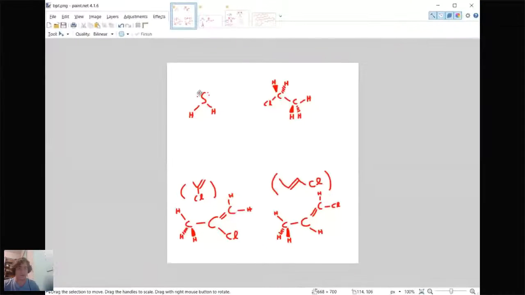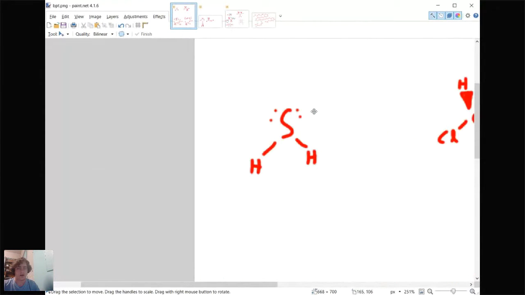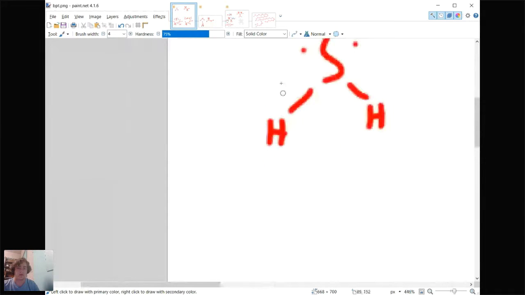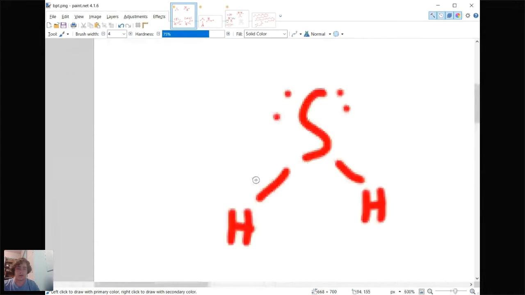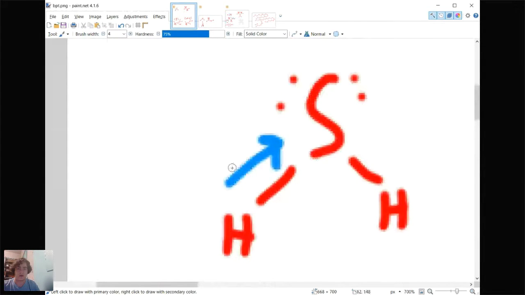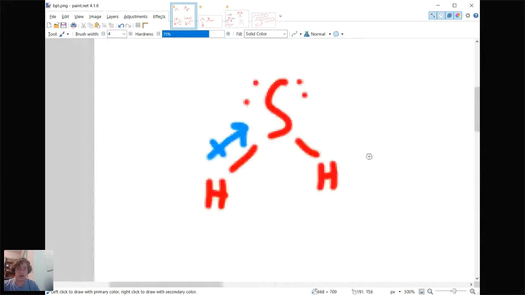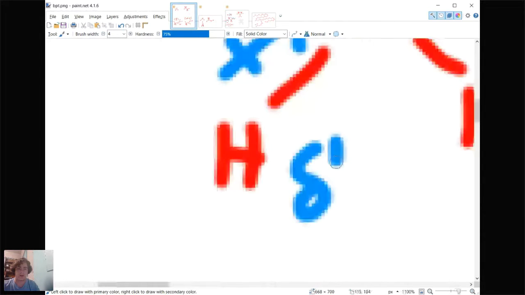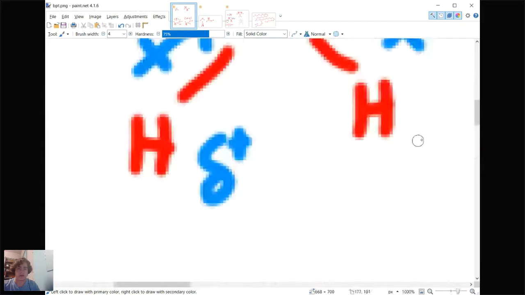All right, cool. So when we're looking at this hydrogen sulfide right here, which is what I was talking about earlier, when we're drawing dipole moments, we have one dipole moment that goes like this and one dipole moment that goes like that. And this creates a partial positive charge on both the hydrogens.